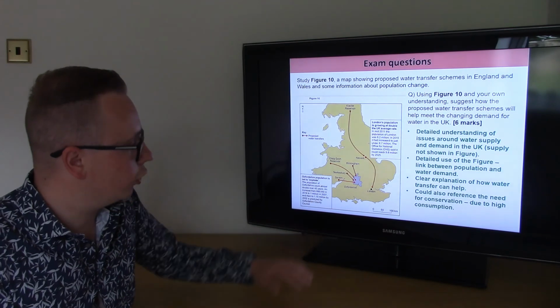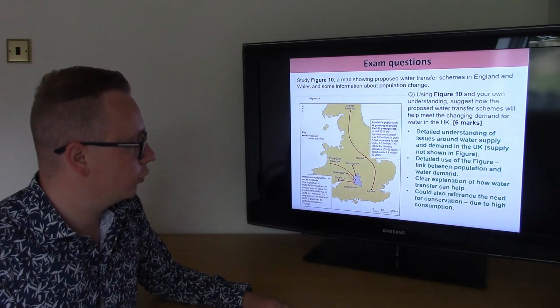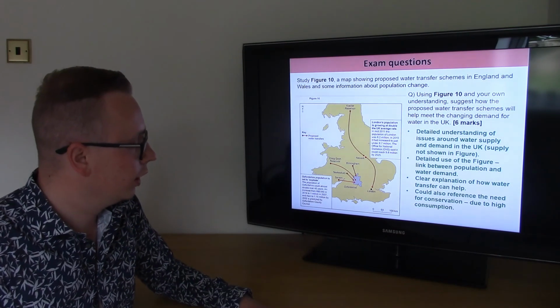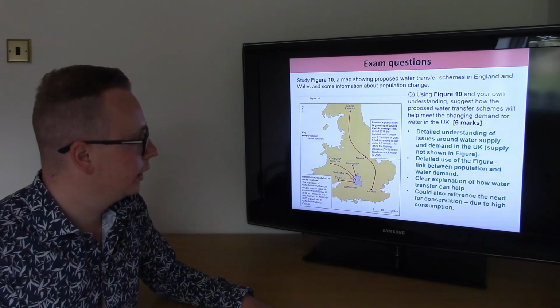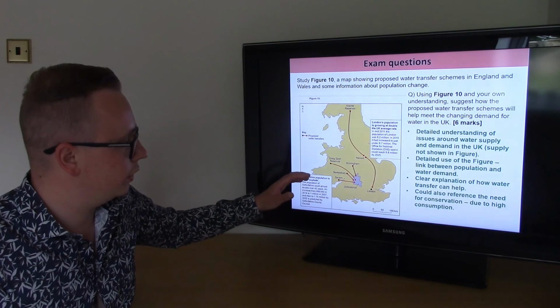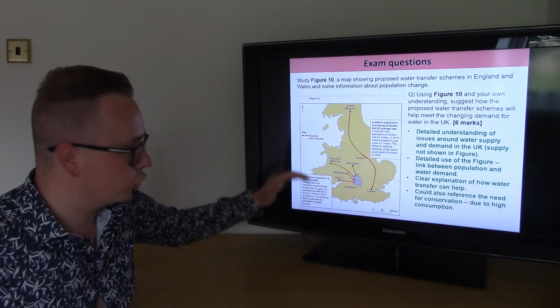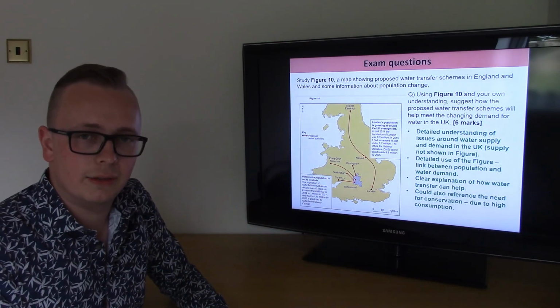You could have also got marks for referencing the need to use water conservation in these high consumption areas, but you could access the marks without referencing that. So that clear understanding of surplus and deficit, use of the figure, and how water transfer schemes can help to get those 6 marks.